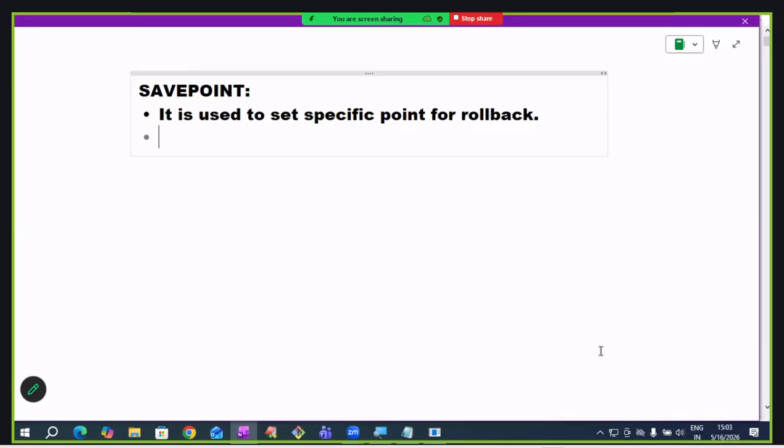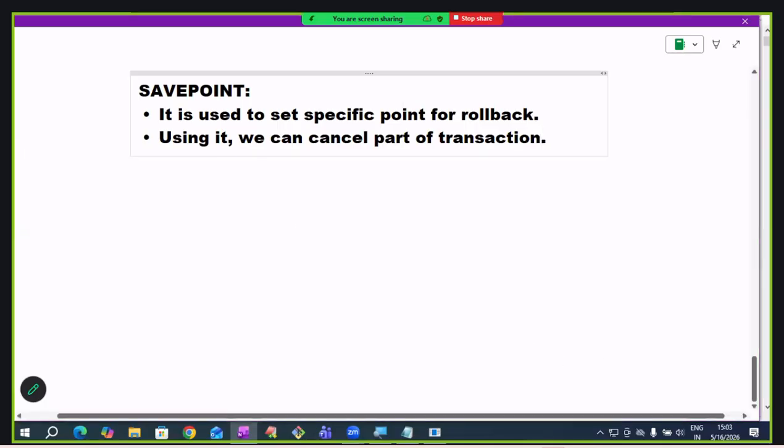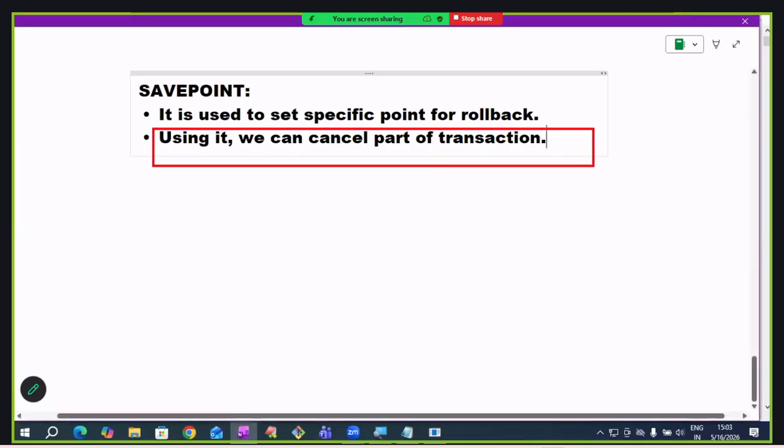So what is the benefit we are getting with this? Using it, we can cancel part of a transaction. When we are performing large transactions, at that time it is useful. When we are performing simple transactions, it is not useful.